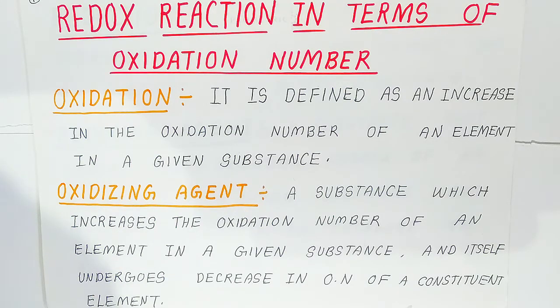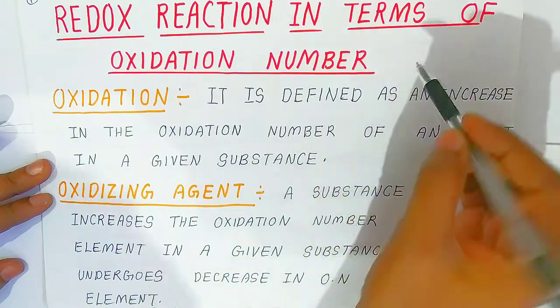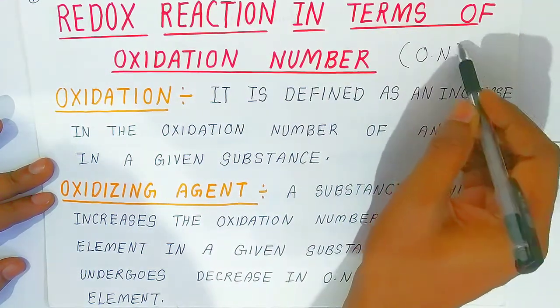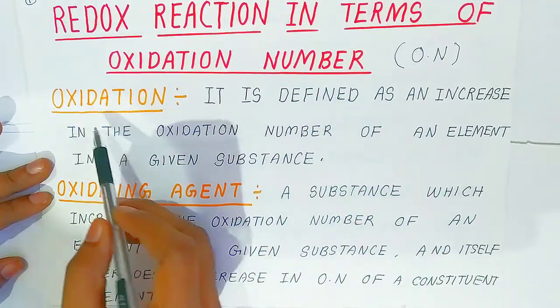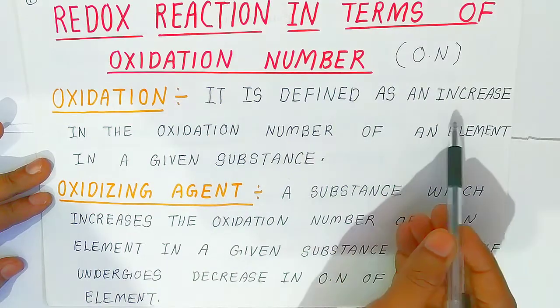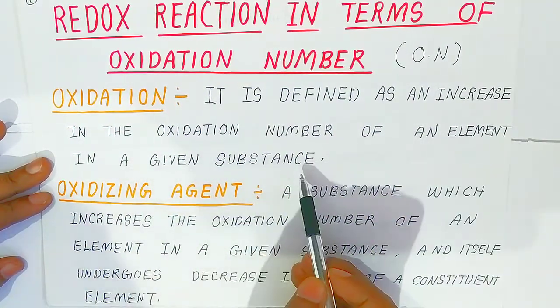Now students, today we are going to see the redox reaction in terms of oxidation number. Oxidation number, in shortcut we also say ON. Now, what is oxidation in terms of oxidation number? It is defined as increase in the oxidation number of an element in a given substance.